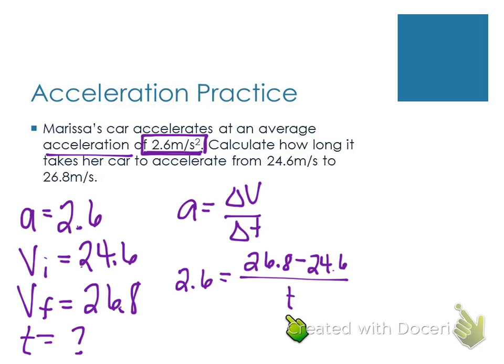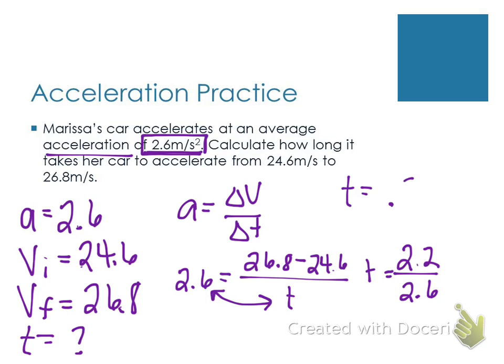And what's our shortcut if the variable we're solving for is on the bottom? We switch these two places. Okay, so we need to take 26.8 minus 24.6, and that gives us 2.2 divided by 2.6 equals T. That means I have a time value of 0.85 seconds. Okay, do we agree? Any questions with acceleration?